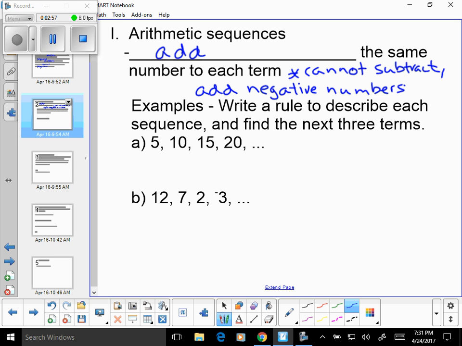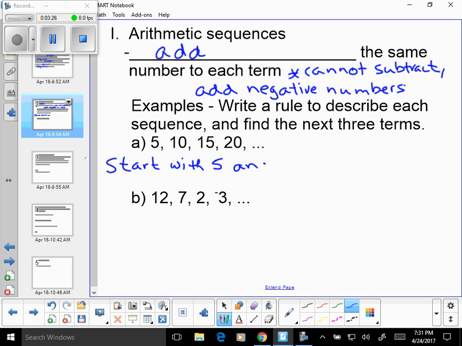Let's look at some examples of the types of things you'll be asked to do with arithmetic sequences. They're going to ask us to write a rule to describe each sequence and then find the next 3 terms. So here we're going to be starting with 5. And in fact, that's the first words usually of my rule, is that we're going to start with whatever their first term is, in this case 5.